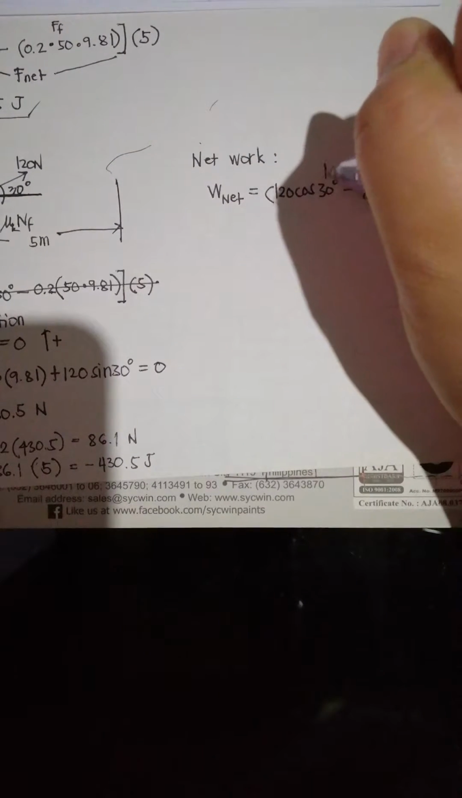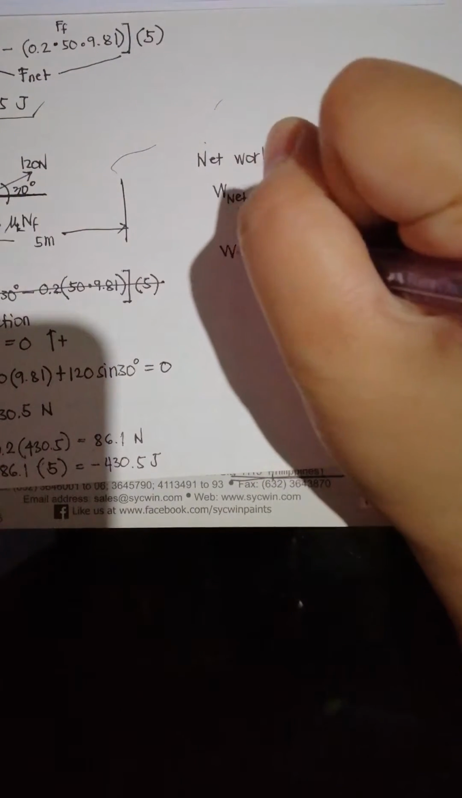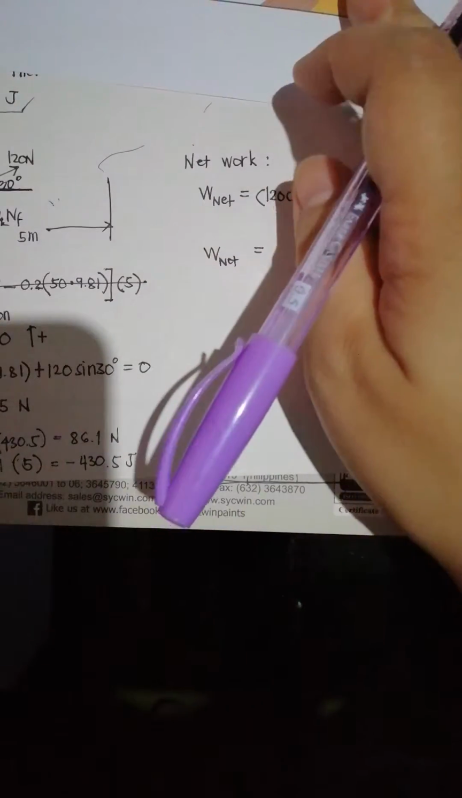This is now our net force times the displacement of 5 meters. So our net force for this case will be 120 cosine of 30 minus 86.1 friction force, then times 5. So that will be 89.12 joules. Okay, so this is how we solve for work done on an object.